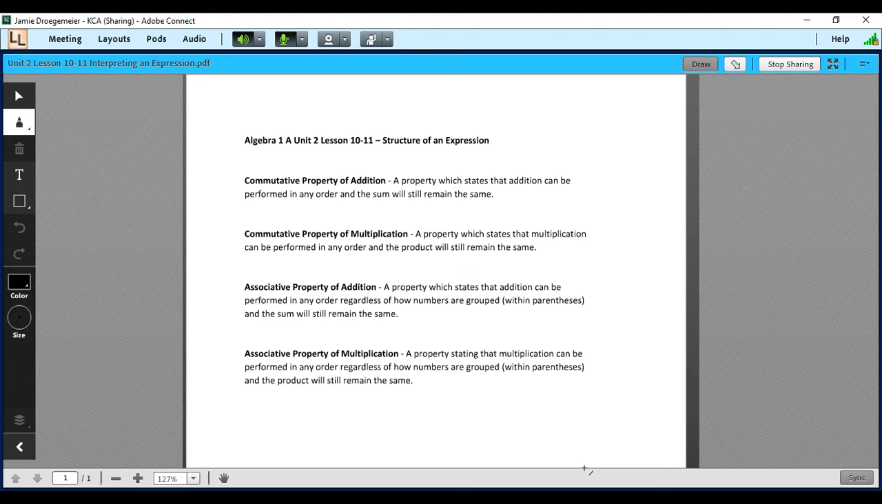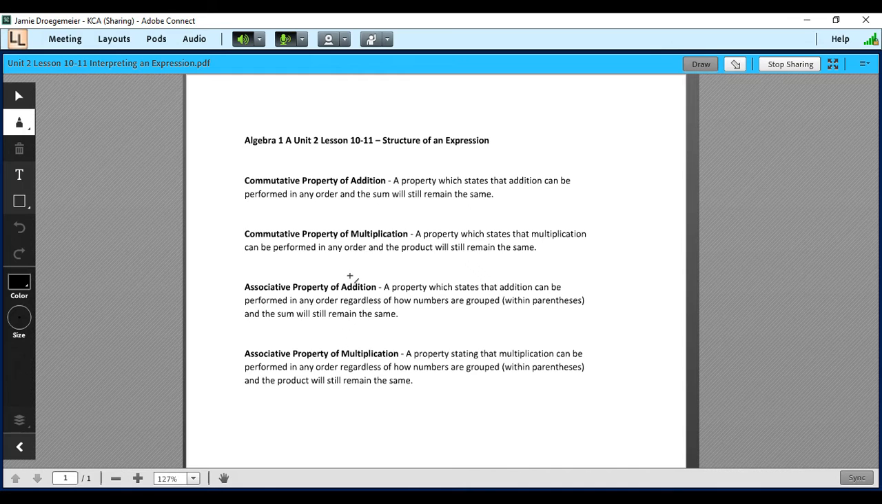Today we are working in Unit 2, Lessons 10 and 11, which are about the structure of an expression. And in this particular lesson, we are looking at some different properties of numbers. I've got 4 properties listed here that we're working with. We have the commutative property of both addition and multiplication, and then we also have the associative property of addition and multiplication.